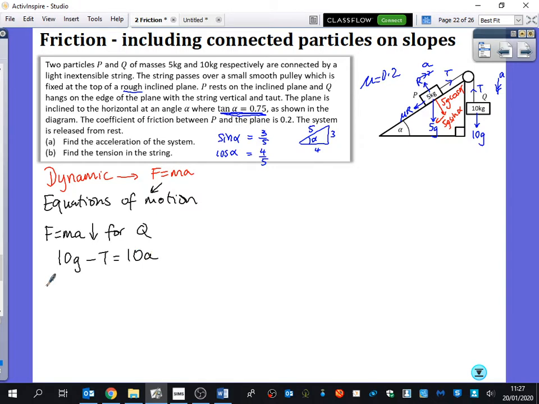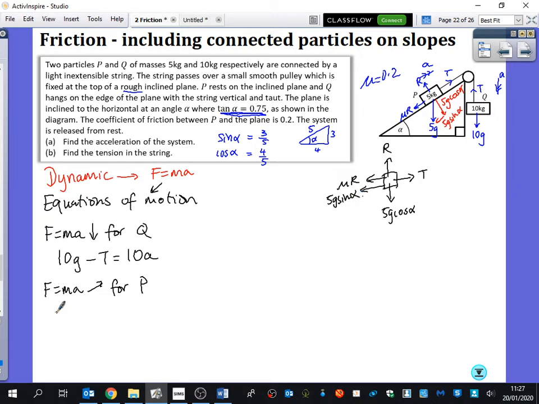Okay, good. And now we're going to do F equals ma going up the slope for the P particle. Now, I may need to draw an extra diagram for the P particle to make it a bit easier. We've got R, we've got T, we've got 5G cos alpha, we've got mu R, and we've got 5G sine alpha. We're going to have T minus mu R minus 5G sine alpha equals 5a, okay?